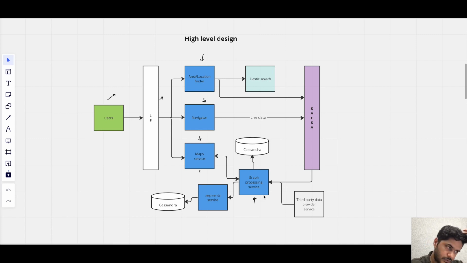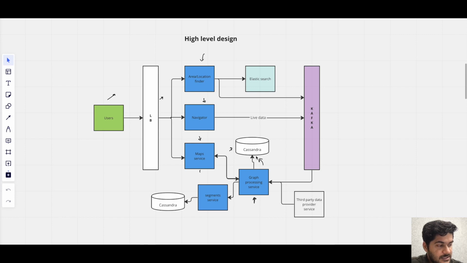By graph processing I mean, if my entire world is a graph, then this guy is taking inputs from multiple places and storing the data in a database such that it can query very fast that if I am going from A to B, what is my path, and what is the ETA. All those things are stored here directly. How we are doing it, we will discuss later, but let's think that this guy is doing it somehow.